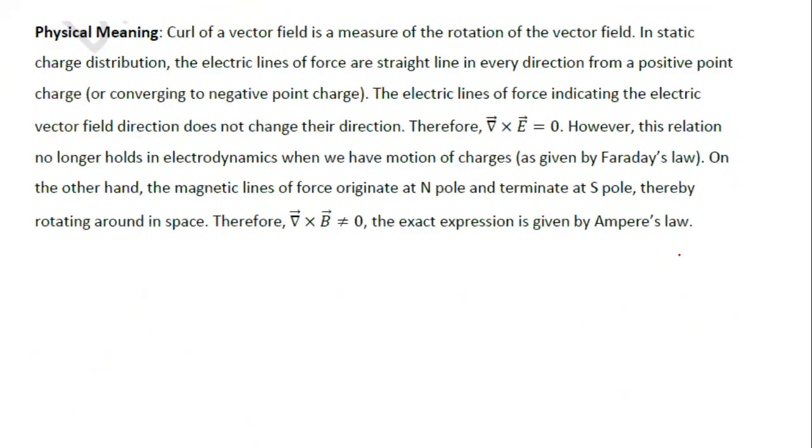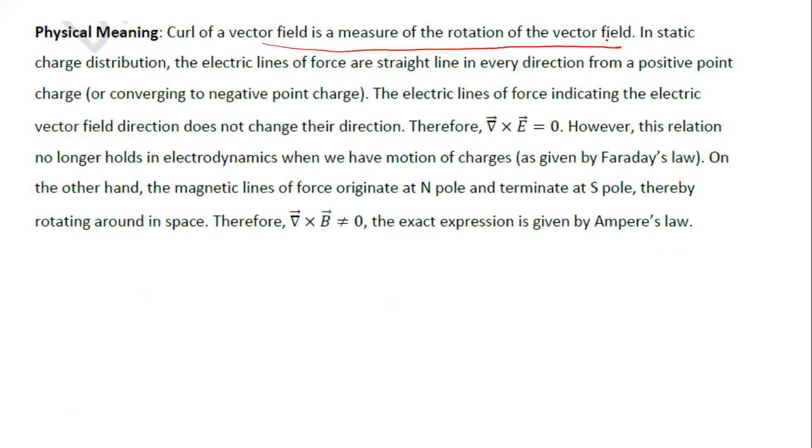So what is the physical meaning of the curl of a vector field? When you perform this curl operation on a vector field, what does that mean, right? By now, I think everybody understands that the curl of a vector field is a measure of the rotation of the vector field. If the vector field is non-rotating, then it is 0. If the vector field is rotating, then it is non-zero. And depending on the rotation of the vector field, the curl of that vector field will give you different values.